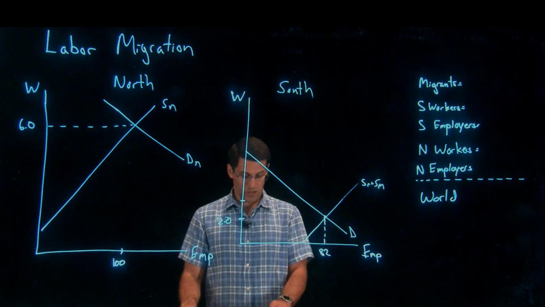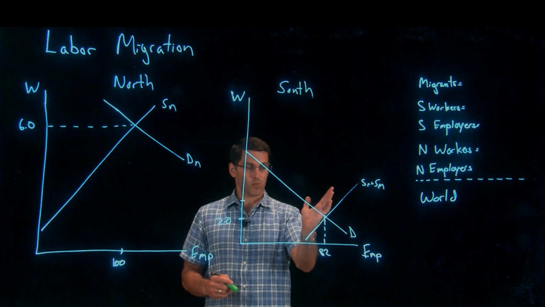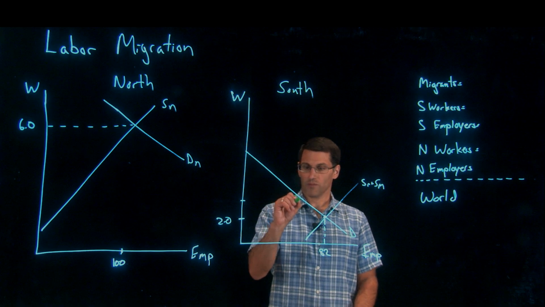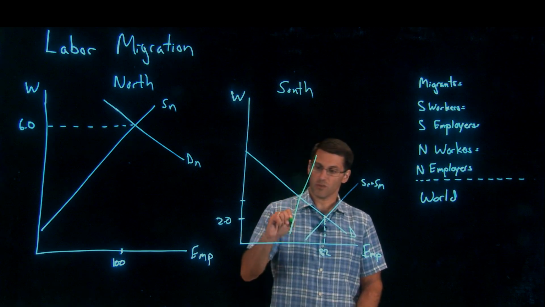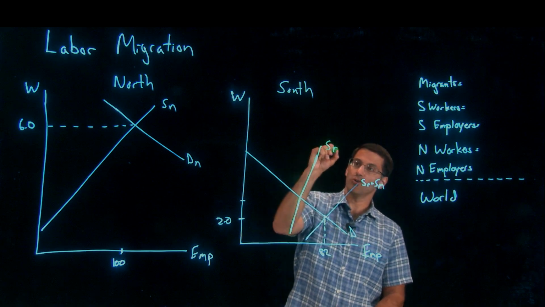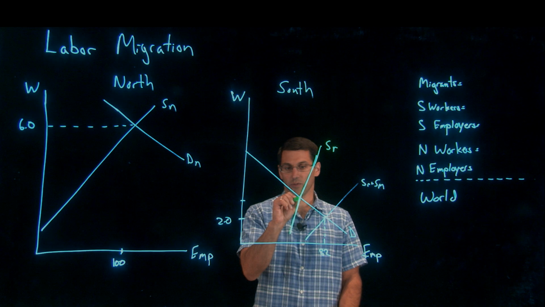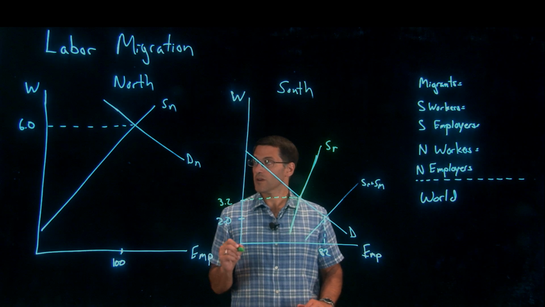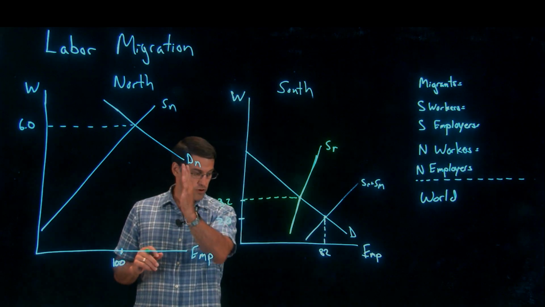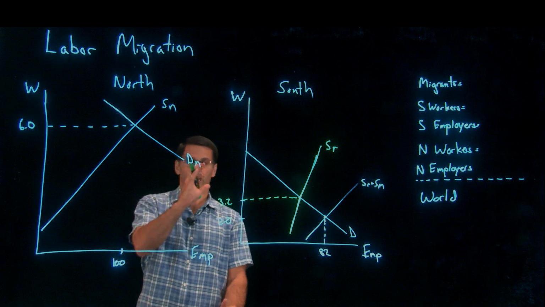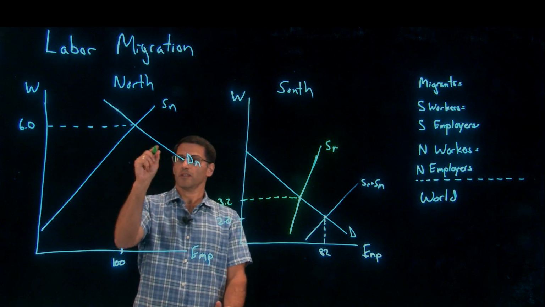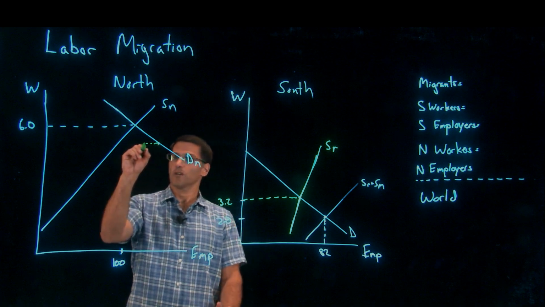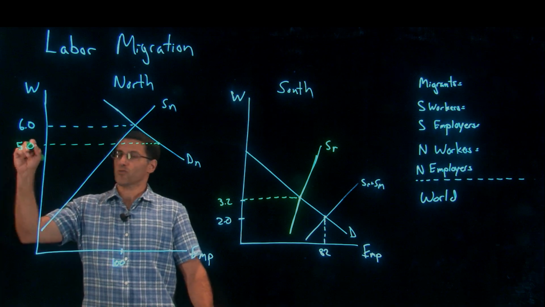So what happens here in the South when the migrants leave, that means that the supply of labor shifts to the left. Right? And so this supply curve here is now the supply curve of those remaining workers. The book labels that with an R. We'll say that the wage then rises to 3.2. And those workers move from the South to the North, and so they would actually get added in here. Say that the wage in the North drops to 5.